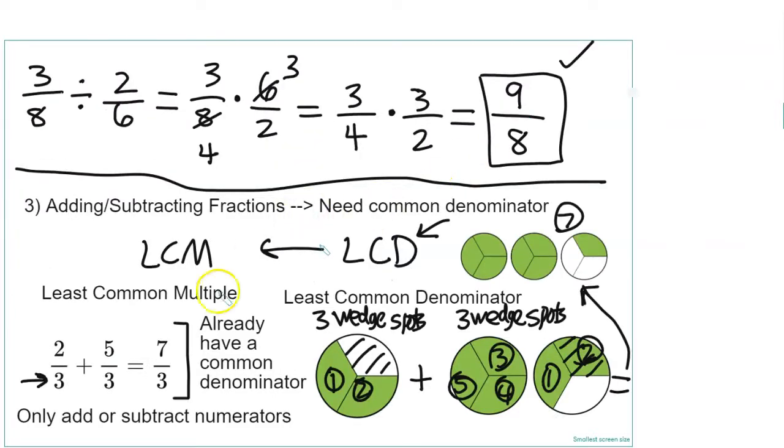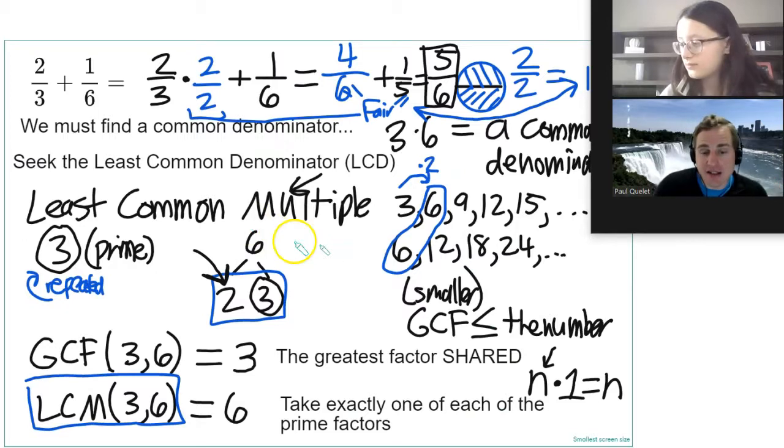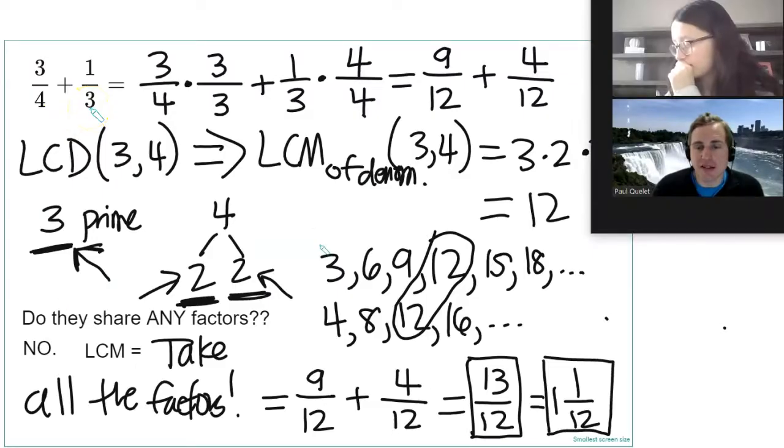Remember with least common multiple, you have to take all of the uniqueness. In other words, you need to take one of each of the prime factors. With 3 and 6, we had to take both 3 and 2, because that makes up what 6 is, but 3 is just by itself. When we had 3 and 4 from last time, we had to take all of 3, and we had to take 2 times 2, which is 4. So we found that 12 was the least common multiple.